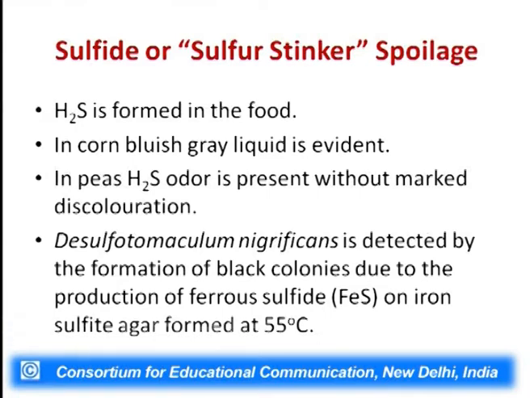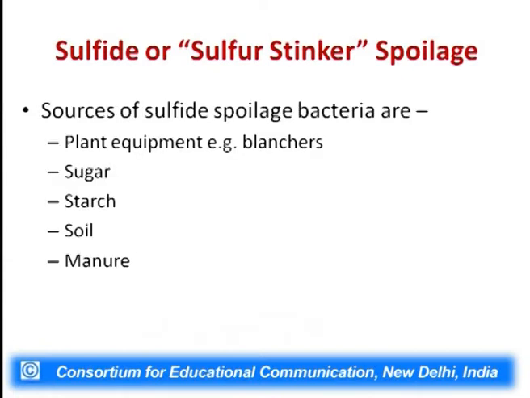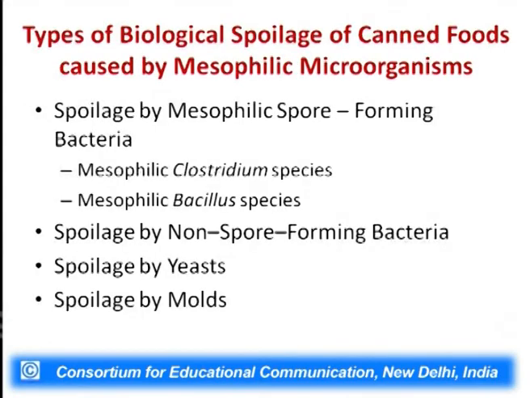Desulfotomaculum nigrificans is detected by the formation of black colonies due to the production of ferrous sulfide on iron sulfide agar. These colonies are formed by incubation at 55 degrees centigrade. Sources of sulfide spoilage bacteria are plant equipment, for example blanchers, sugar, starch, soil and manure. Now, these were the spoilages caused by thermophilic spore forming organisms.